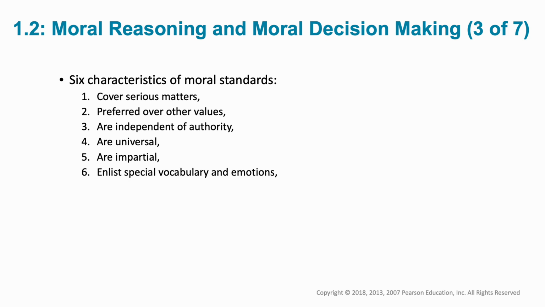There are 6 characteristics of moral standards and moral decision making. Number 1, moral standards cover serious matters, which basically means it's not casual, it's not something haphazard, that it is something that has to be incredibly serious, like pollution, attention to someone's health and safety, those sorts of things.